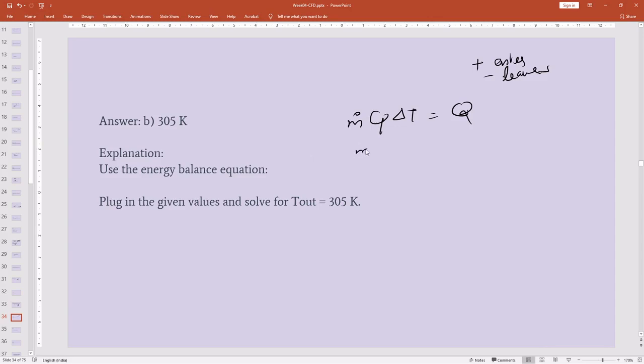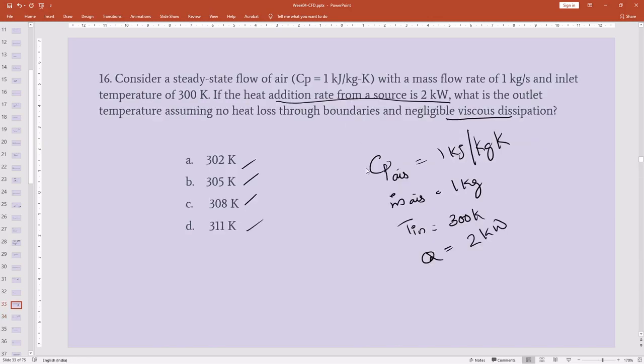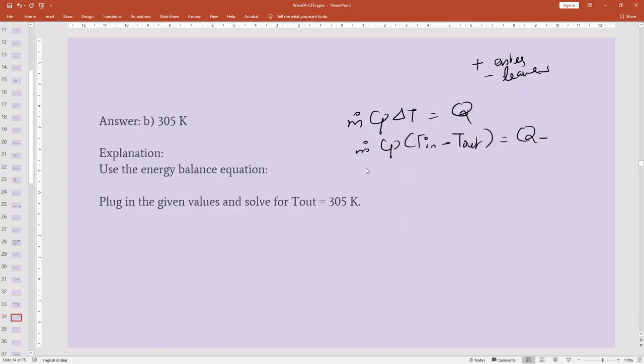So we have to put m dot Cp (T in minus T out) is equal to Q. For m we have 1 kg per second, Cp also 1, T in is equal to 300, T out we have to find, and Q is 2 kilowatt. 2 kilowatt is 2 kilojoules per second.